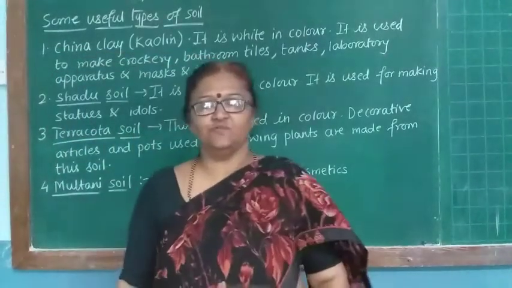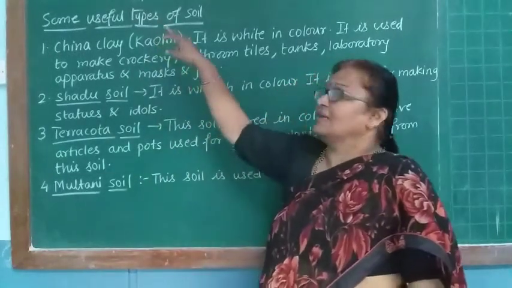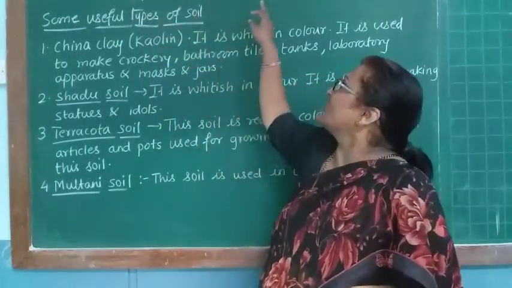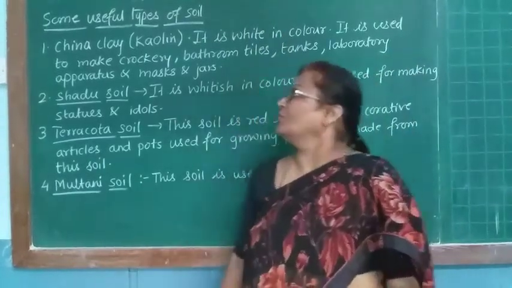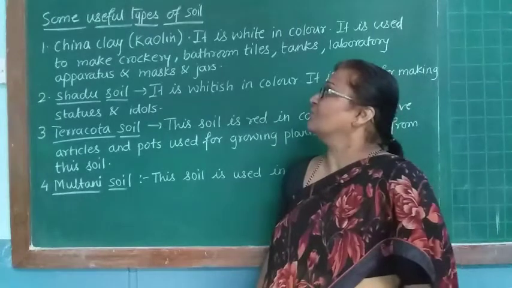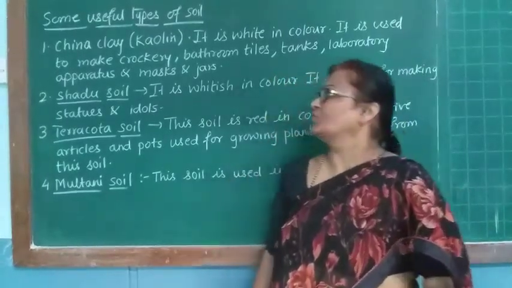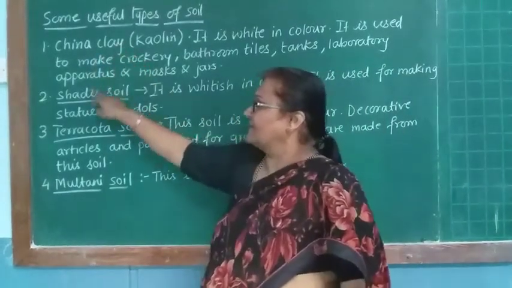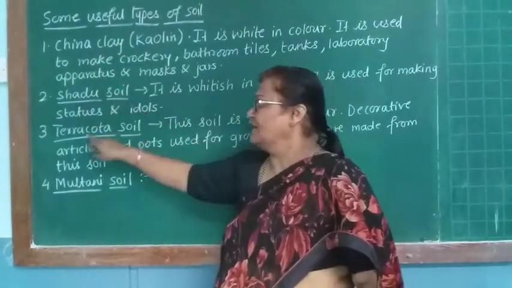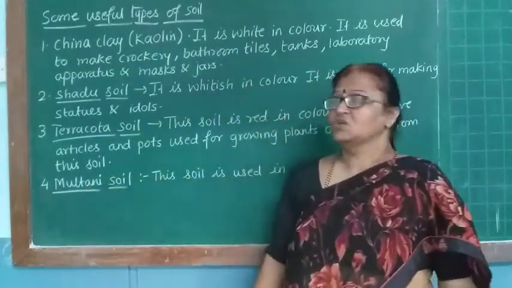Hello students of 7th standard, we have started lesson number 3, properties of natural resources, from your textbook. Today we are going to see some useful types of soil. The soils which are useful to us are: first is China clay, second is shadow soil, third is terracotta soil and fourth is multani soil.